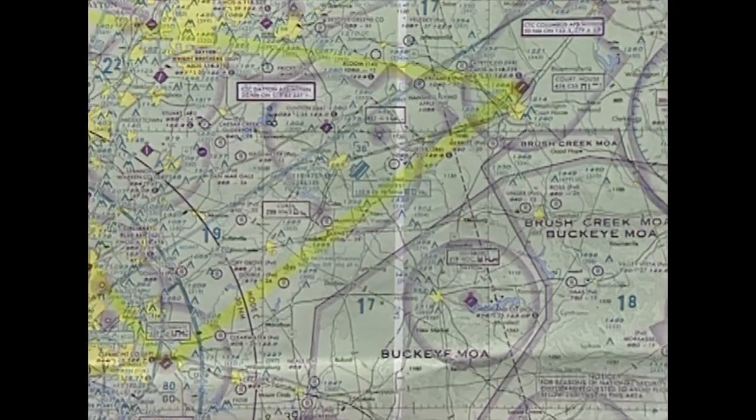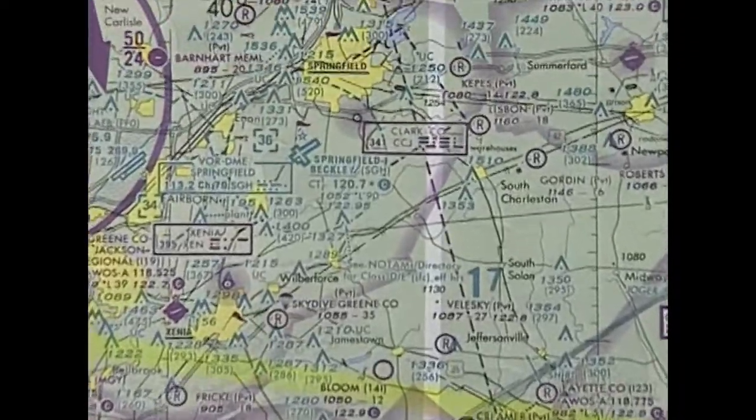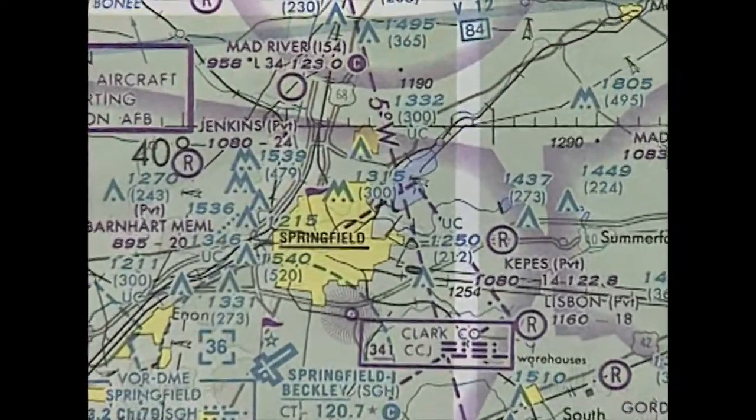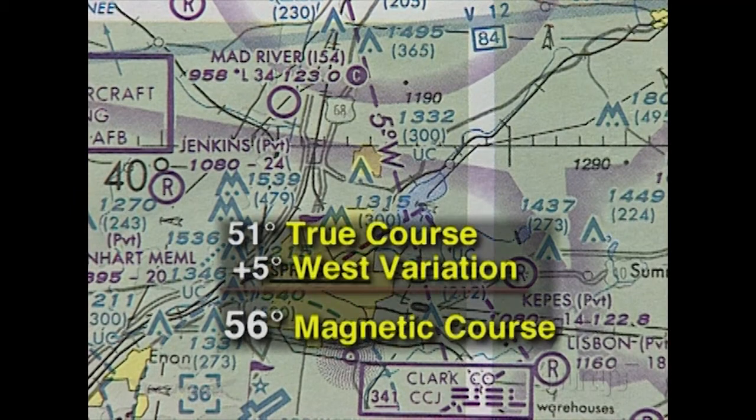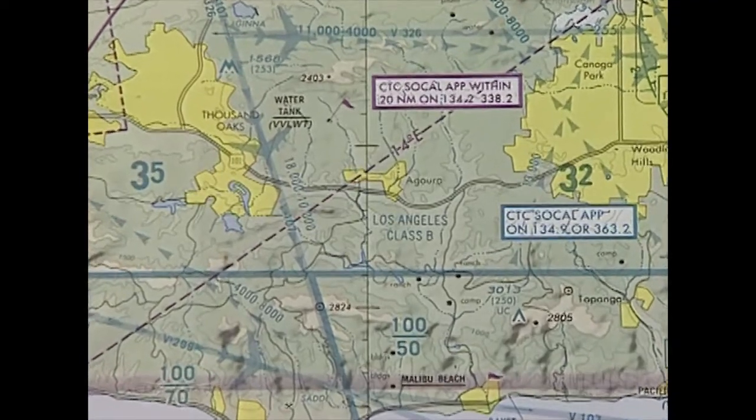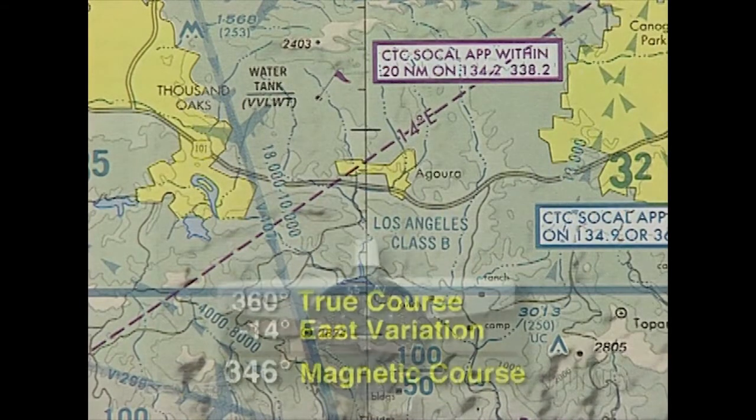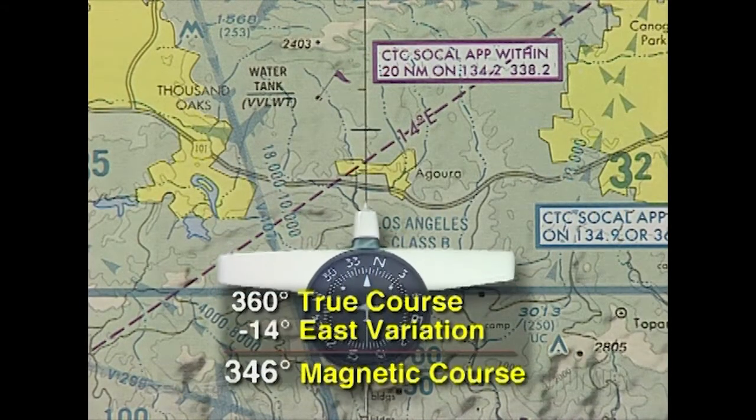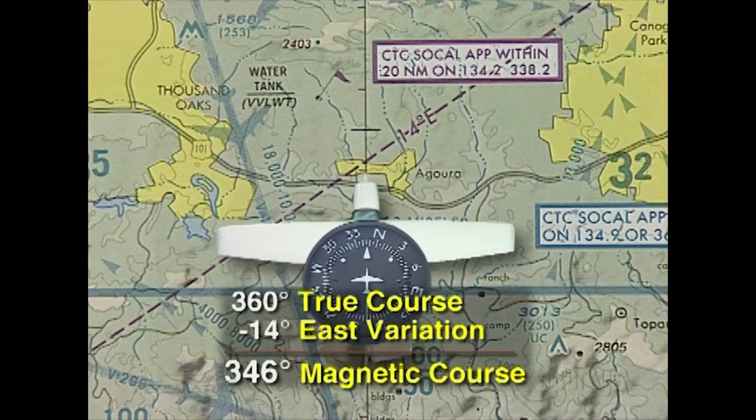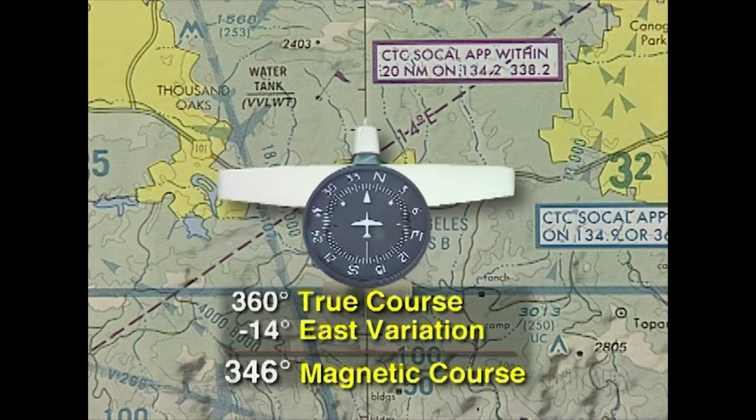To fly a true course of 51 degrees from Claremont County to Fayette County Airport, check the nearest isogonic line. It's 5 degrees west. This amount is added to 51 degrees to obtain a magnetic course of 56 degrees. Let's look at another example. Assume that we are in the Los Angeles area, where the variation is 14 degrees east. To fly a true north course of 360 degrees in this area, you must subtract 14 degrees and fly a magnetic course of 346 degrees.